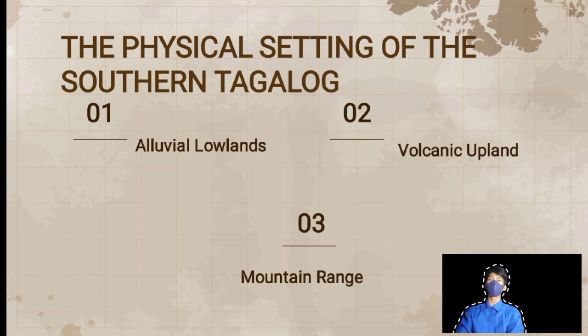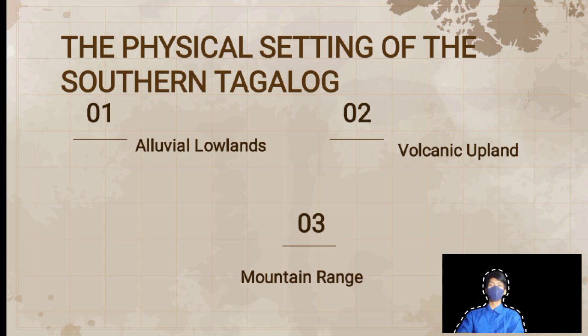Number 2. Volcanic upland. Volcanic uplands are landforms created by volcanic activity. They generally have steep sides with slopes that are covered in jagged rocks, ash, and lava.